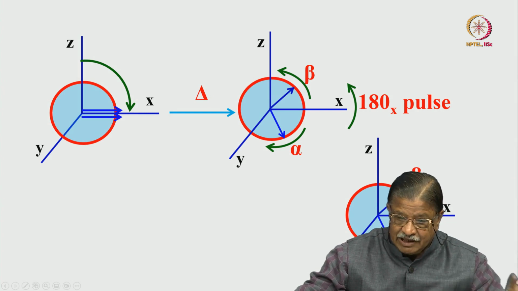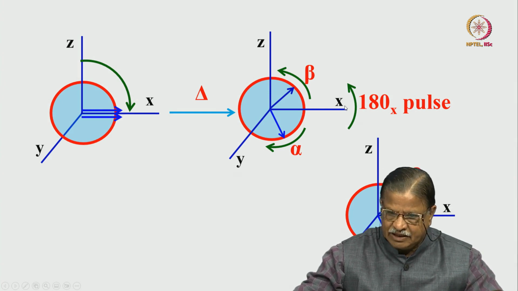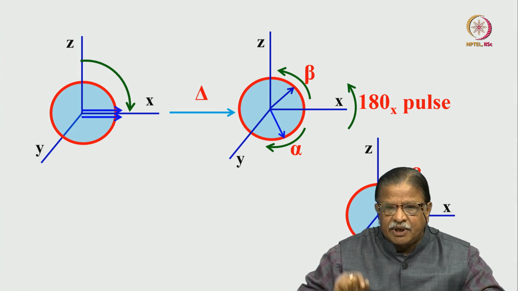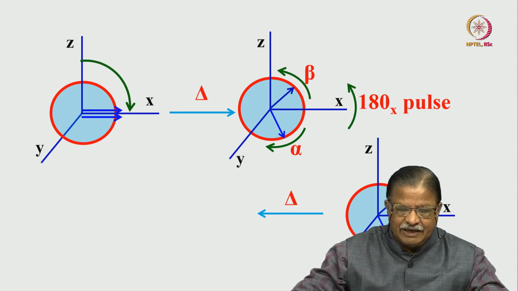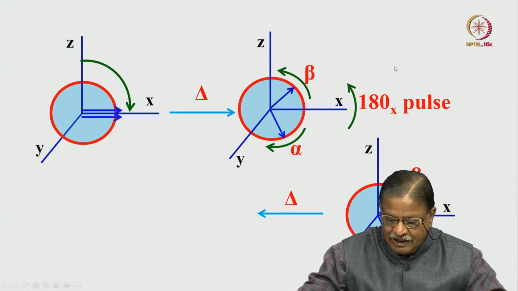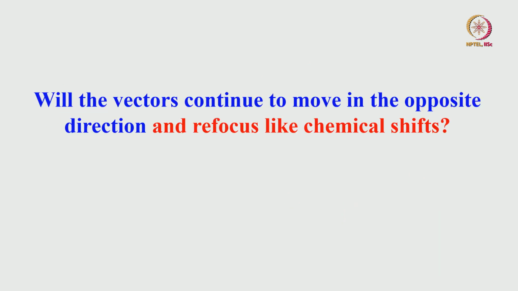In the chemical shift case, what happened? They continued to move in the opposite direction and then refocused along the X axis. That is what I said. But now there is a J coupling. What is the meaning of that? After again a certain delay, the question is, will they start moving in the opposite direction? Will they refocus, or will they move in a different direction? Will they continue to move in the same direction or in the opposite direction? Will they refocus or not? That is the question. We will answer it now.